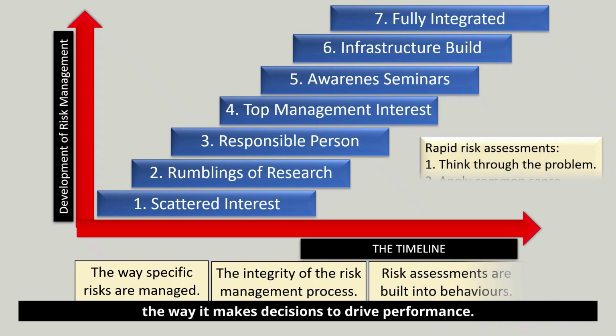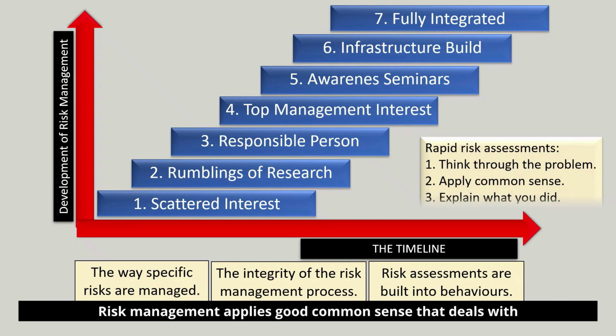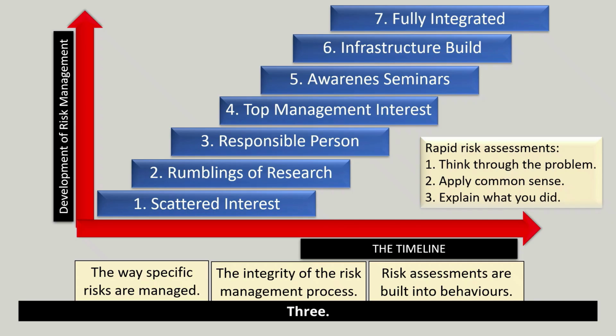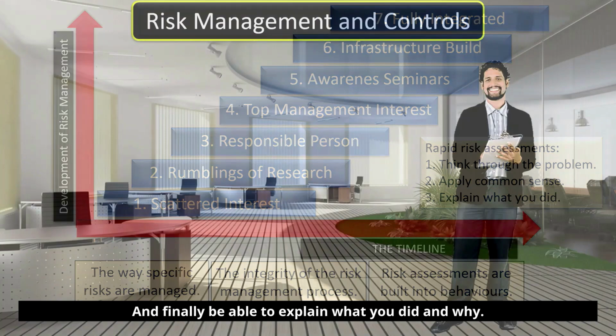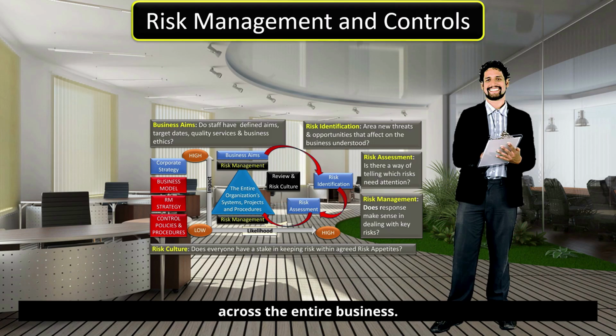While more urgent action is supported by rapid risk assessments, where 3 things need to happen. 1. Quickly think through the problem. What are the main risks involved? 2. Then apply good common sense that deals with critical risks. 3. And finally, be able to explain what you did and why. There you have it. Risk management and how it seeks to inspire sound internal controls and clear accountabilities across the entire business.